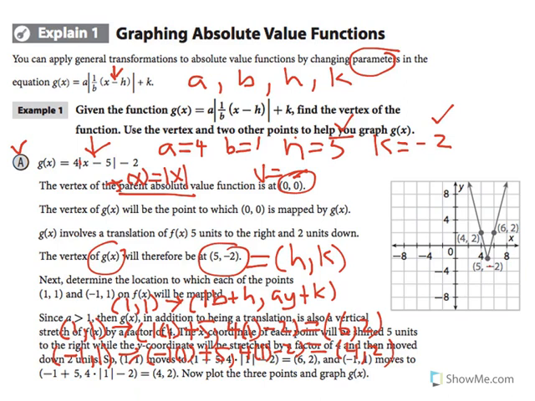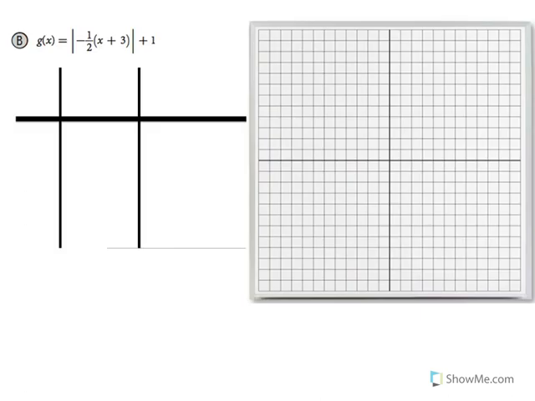So that's the vertex. That's one of our transformed points, and this is the other transformed point. Right. Okay, so let's try part B.